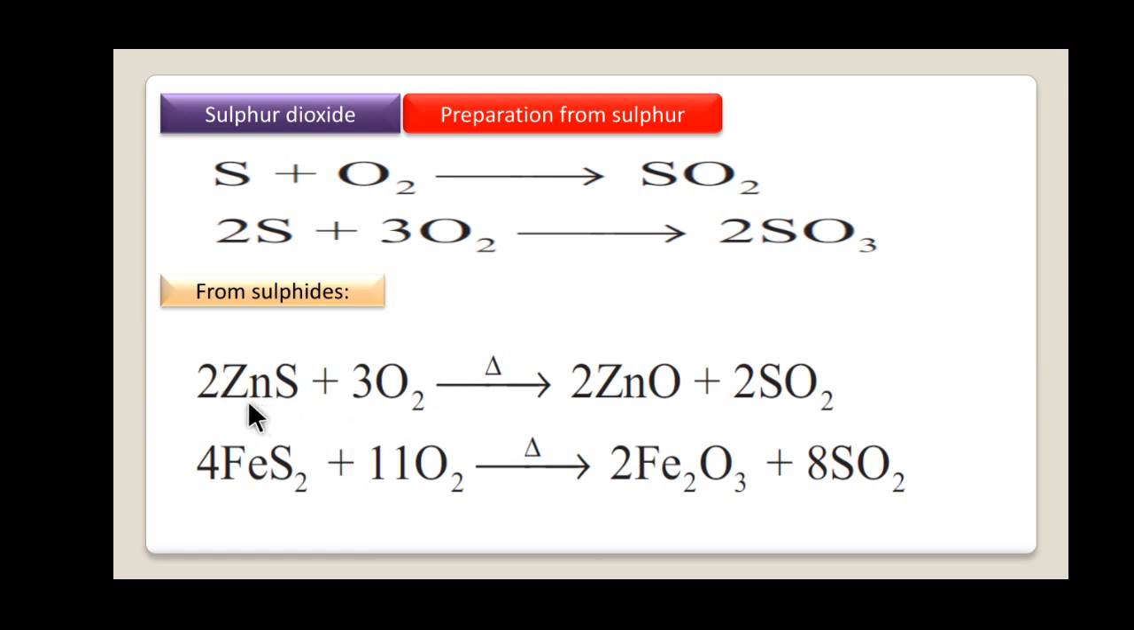So zinc blende, ZnS, is roasted with oxygen. It gives the metal oxide, zinc oxide, and the sulfur is oxidized to SO2. And FeS2 with excess oxygen gives the product Fe2O3 and a larger quantity of SO2.